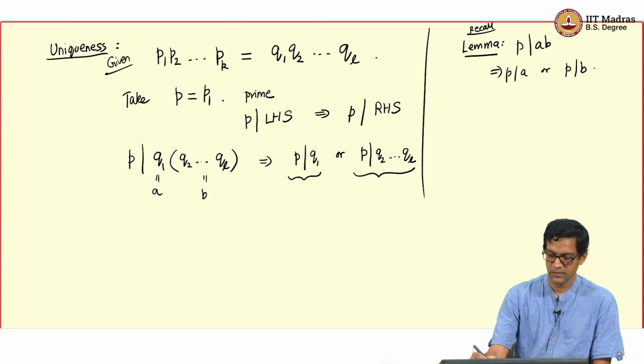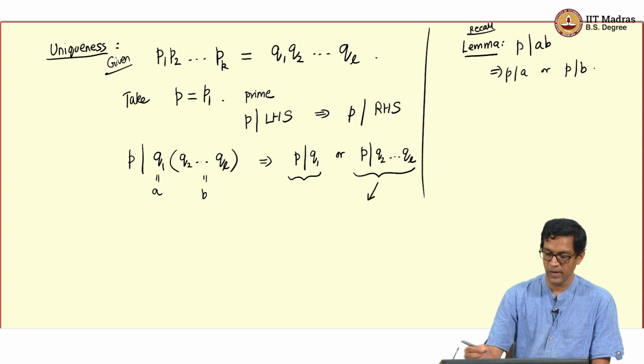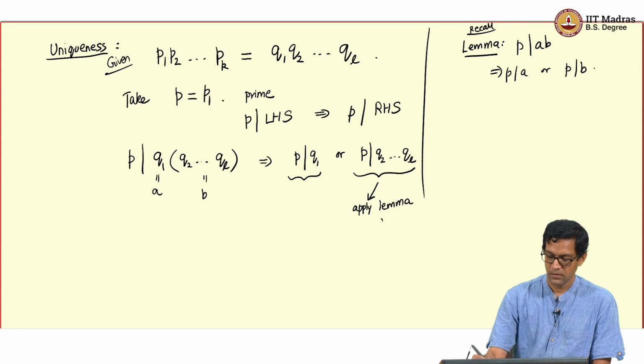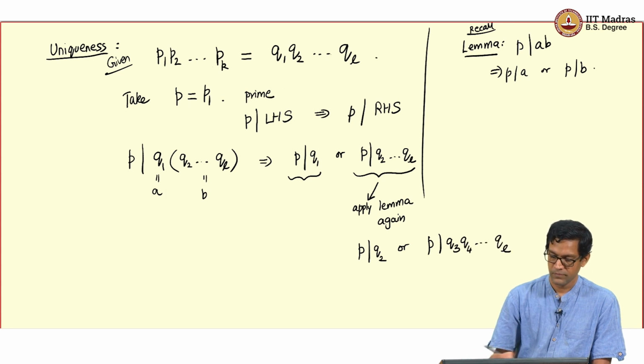If this happens, I just repeat my argument. So, if p divides a product of q2, q3, ..., ql, I apply my lemma again in this case. Okay. So, then I conclude, what does this mean? This tells me that either p divides the very first term or it divides the product of the remaining terms, q3 onwards, etc. Okay. So, if I sort of keep going l times, here is what I conclude, that either p divides q1 or if that does not happen, it divides q2 or it divides q3, etc.